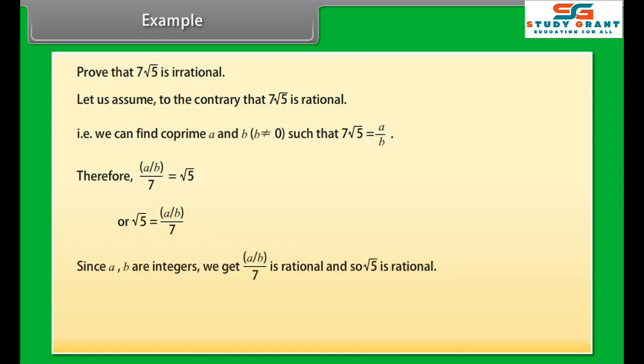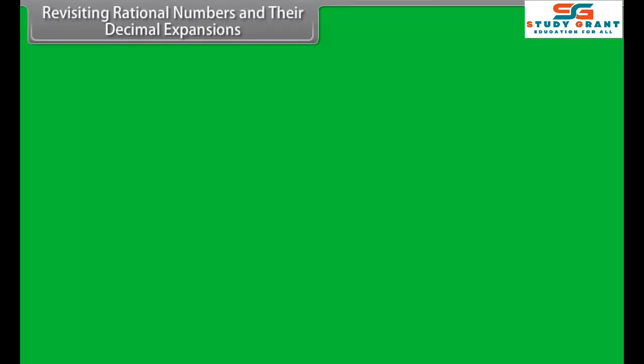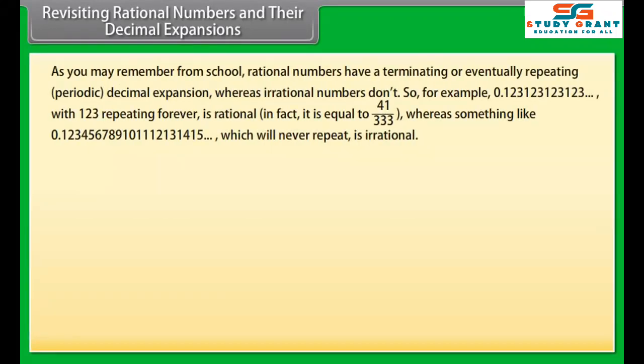This contradiction has arisen because of our incorrect assumption that square root 2 is rational. Example. Prove that 7 square root 5 is irrational. Let us assume to the contrary that 7 square root 5 is rational. That is, we can find coprime a and b where b is not equal to 0 such that 7 square root 5 is equal to a upon b.